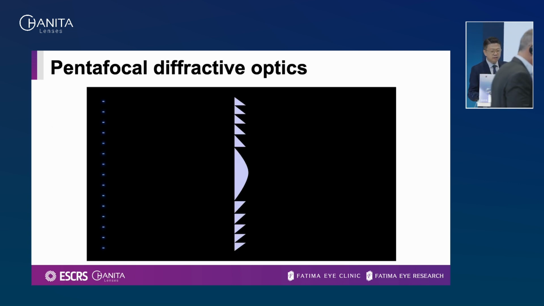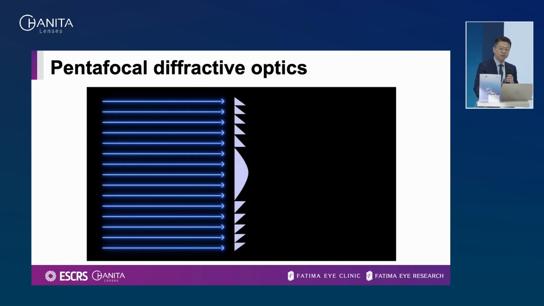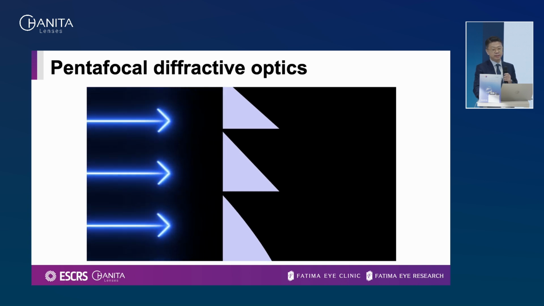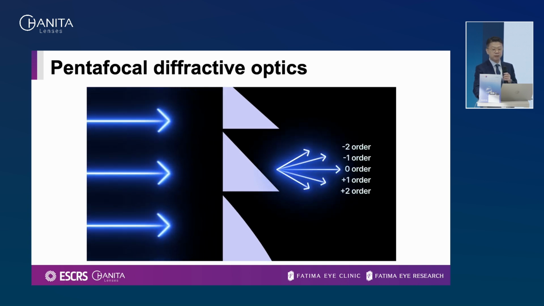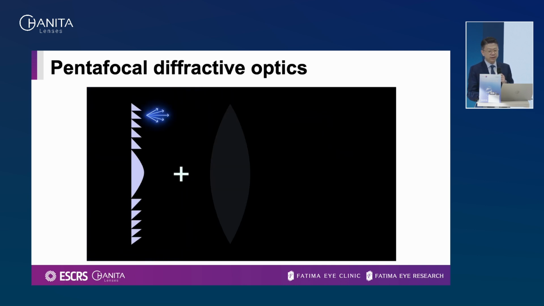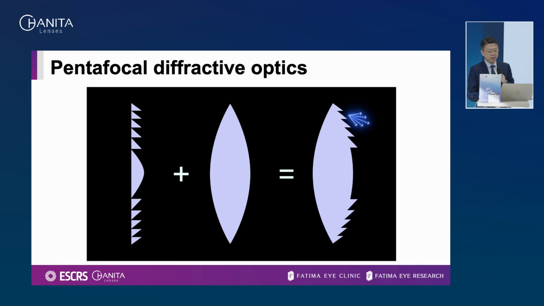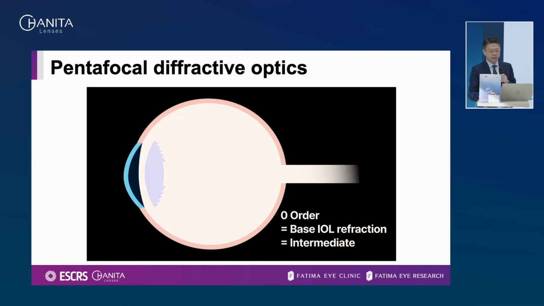When incident light meets diffractive plates, each diffractive step acts like a slit, as in Young's two-slit experiment. So diffracted rays are made like this, and these diffracted rays combine with the base refractive optics and change direction. So finally, we get the focal points in the eye.